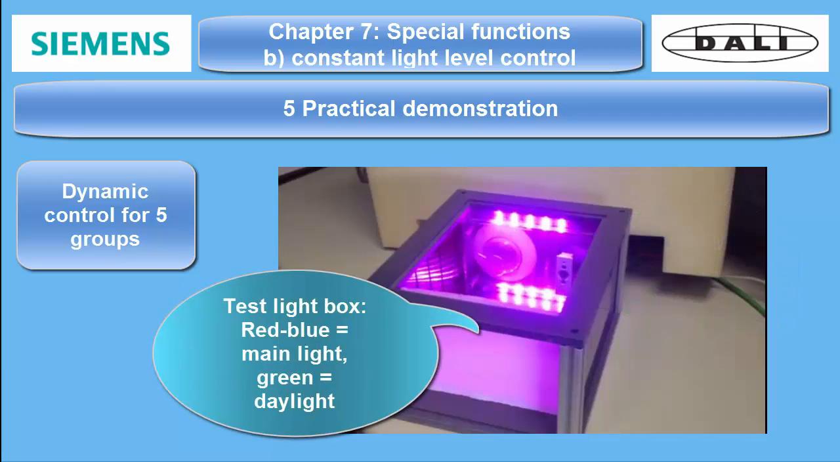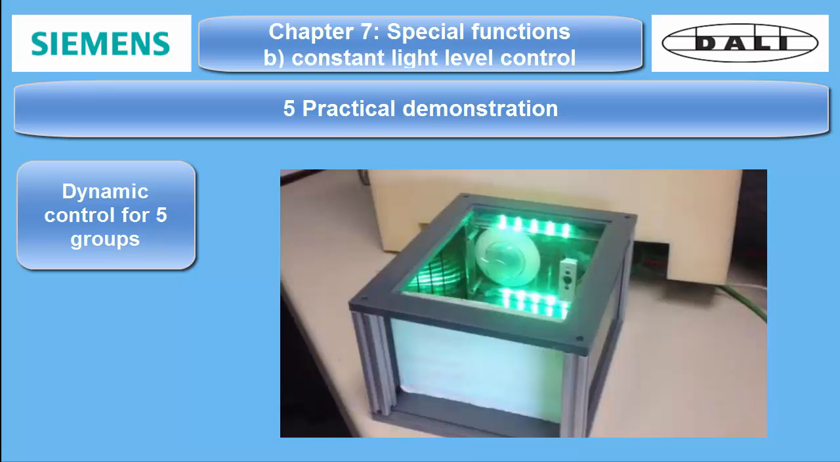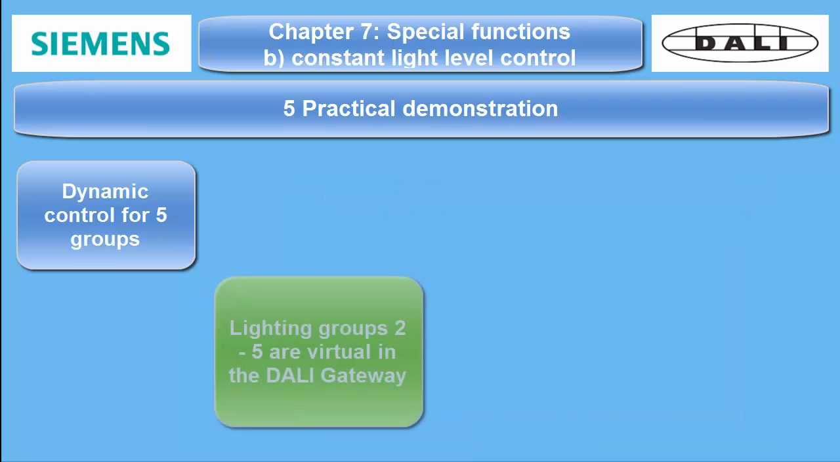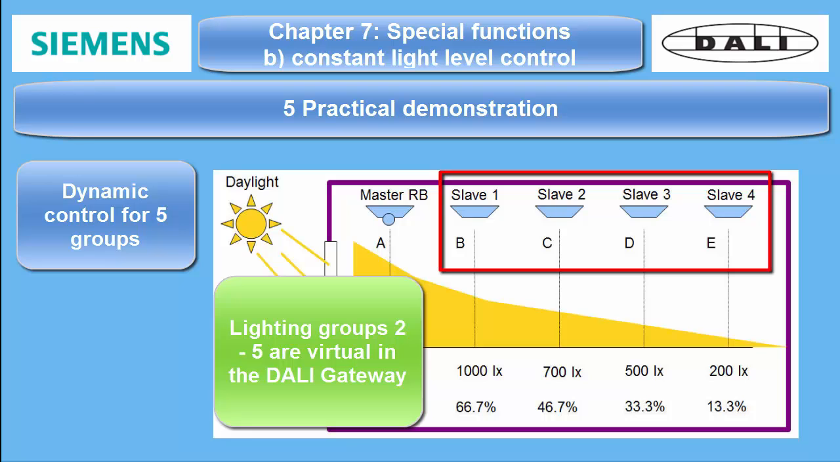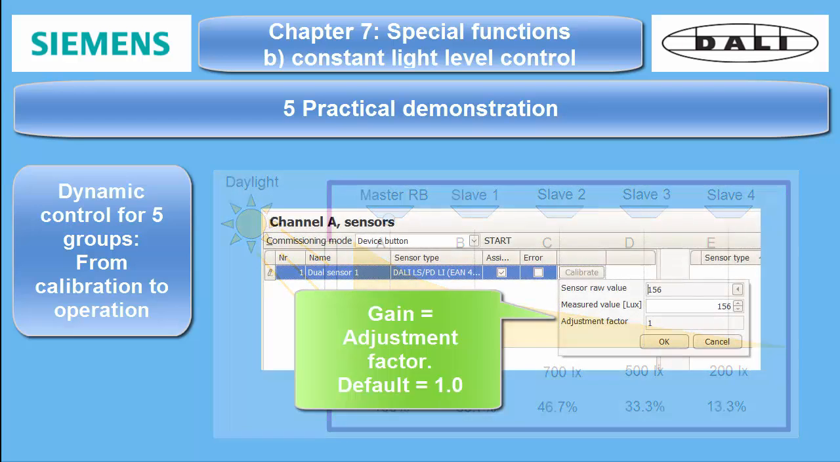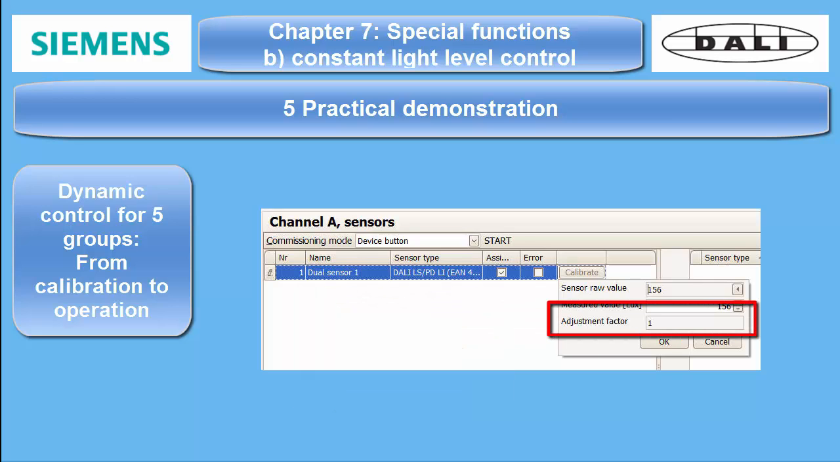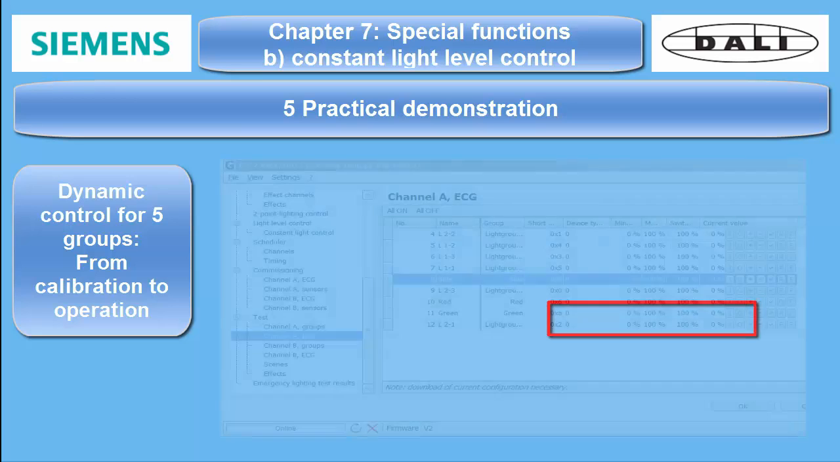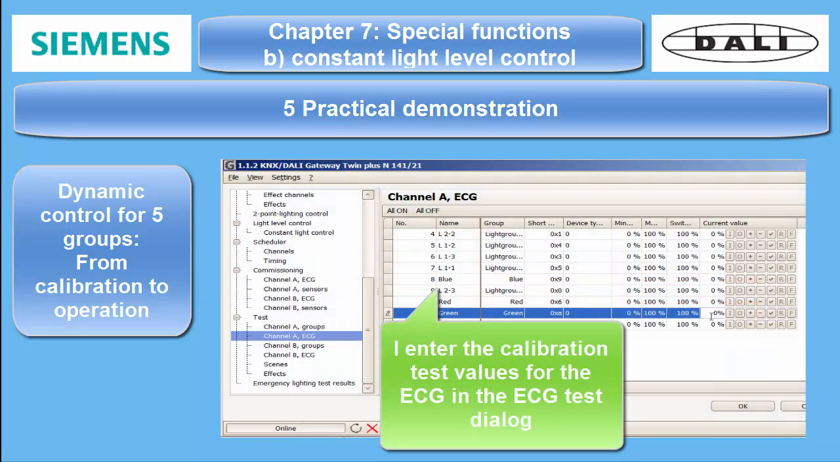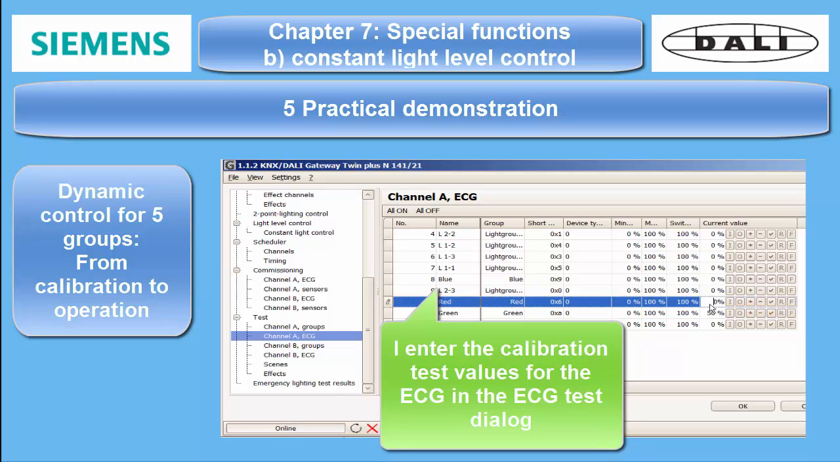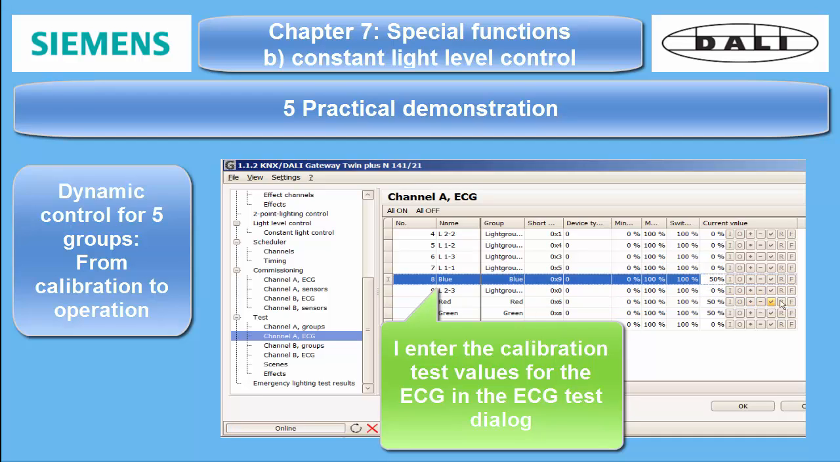The red and blue LEDs make up the main lighting group. The green LEDs are used as daylight simulation. The additional lighting groups as extension are only virtual. The first step is the sensor calibration. Default gain is 1.0. The measured value, in this case, the so-called raw value. For the test box, I make the assumption that 50% of daylight, the green LEDs, plus 50% of red, blue or magenta light makes 600 lux.